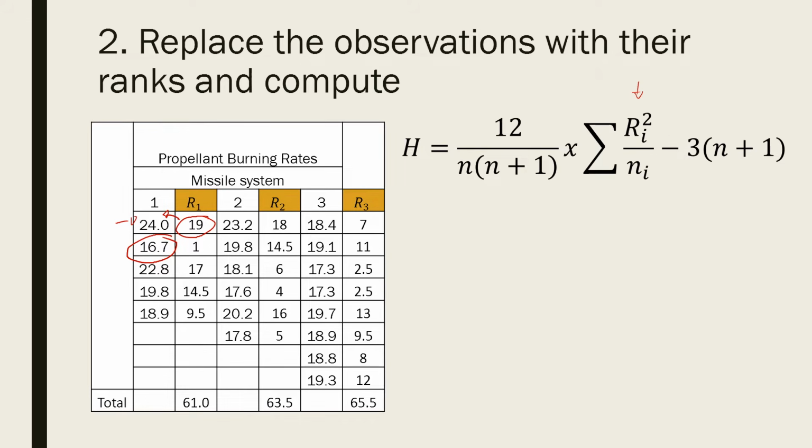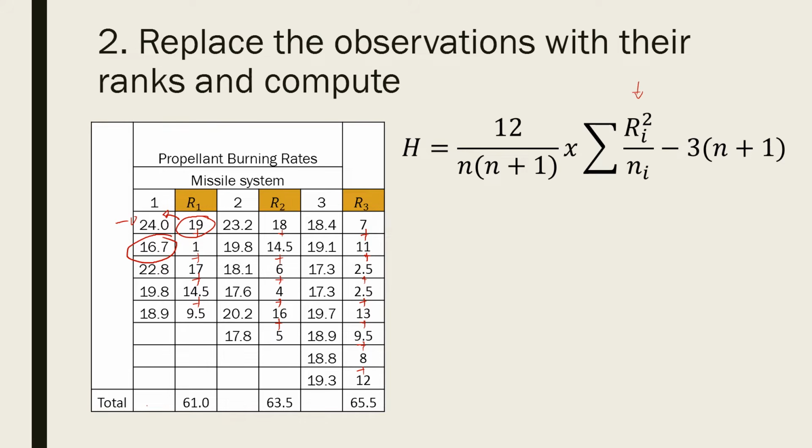So, once we've done that, we can get the summation of R per group, which is 61.0 for group 1, 63.5 for group 2, and 65.5 for group 3. So we just add the ranks to get the total rank of each group. Okay? Once we've done that, we can now input into the formula.